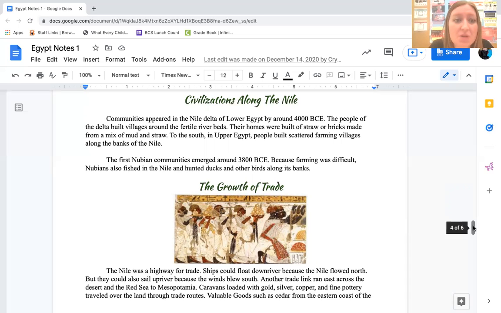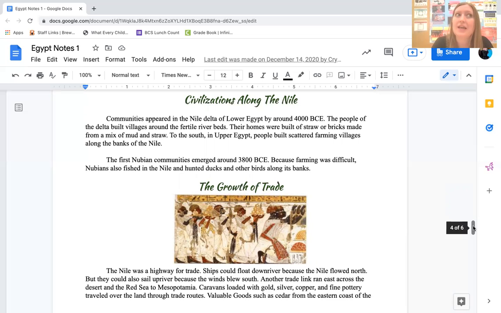Seeing if you're paying attention. The people of the Delta, the triangle, built villages around the fertile riverbeds. Their homes were built of bricks made from a mixture of mud and straw. To the south in Upper Egypt, people built scattered farming villages along the banks of the Nile. So again, we're not talking cities yet, but slowly as time goes on, more and more people settle in Upper Egypt as well. And they're farming.